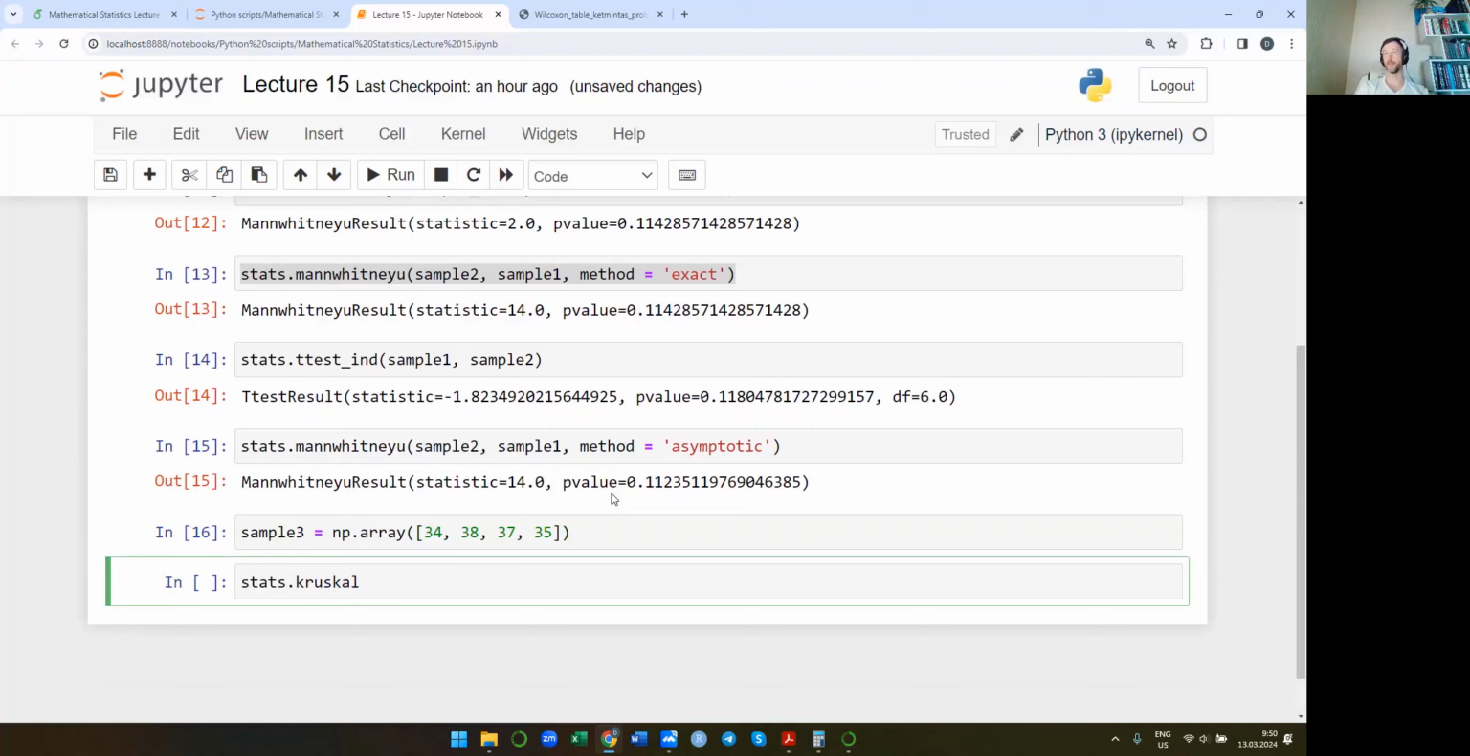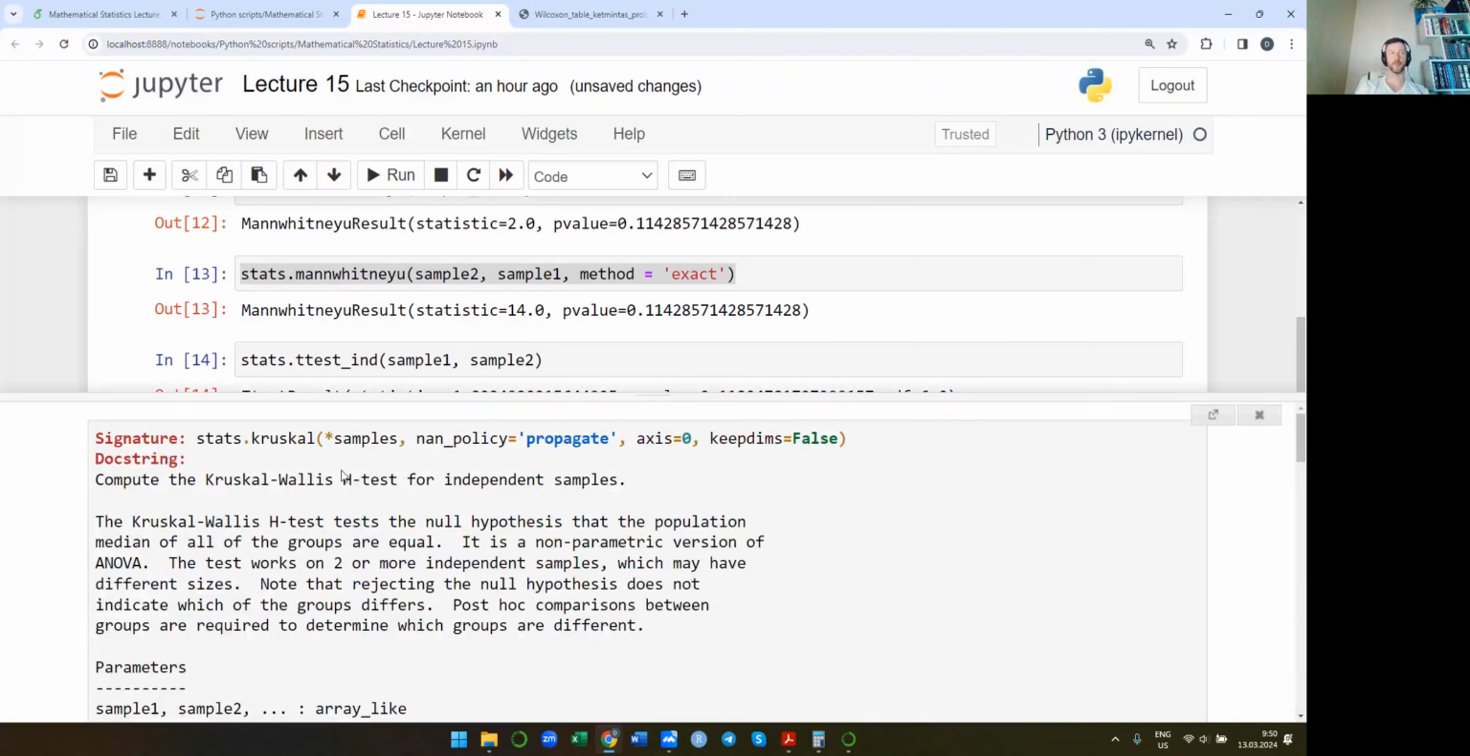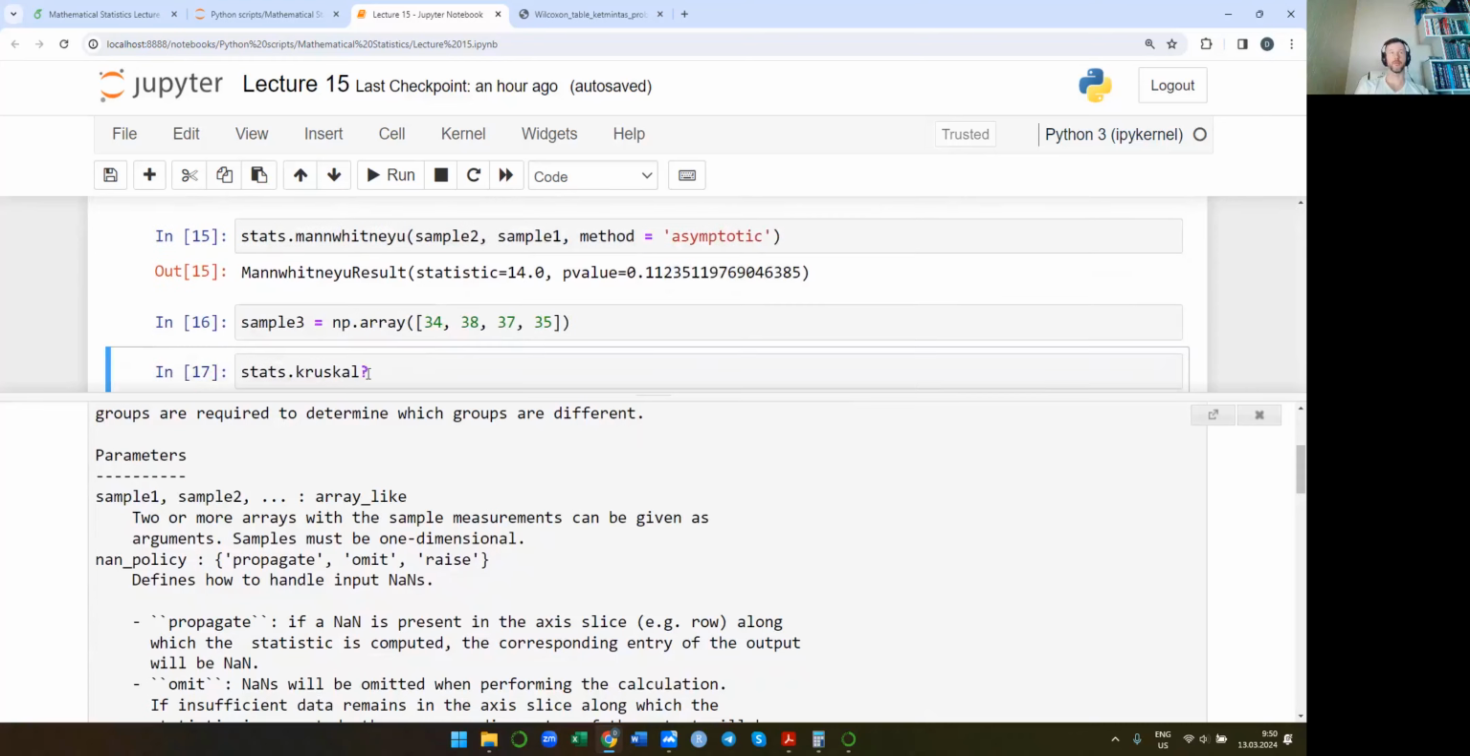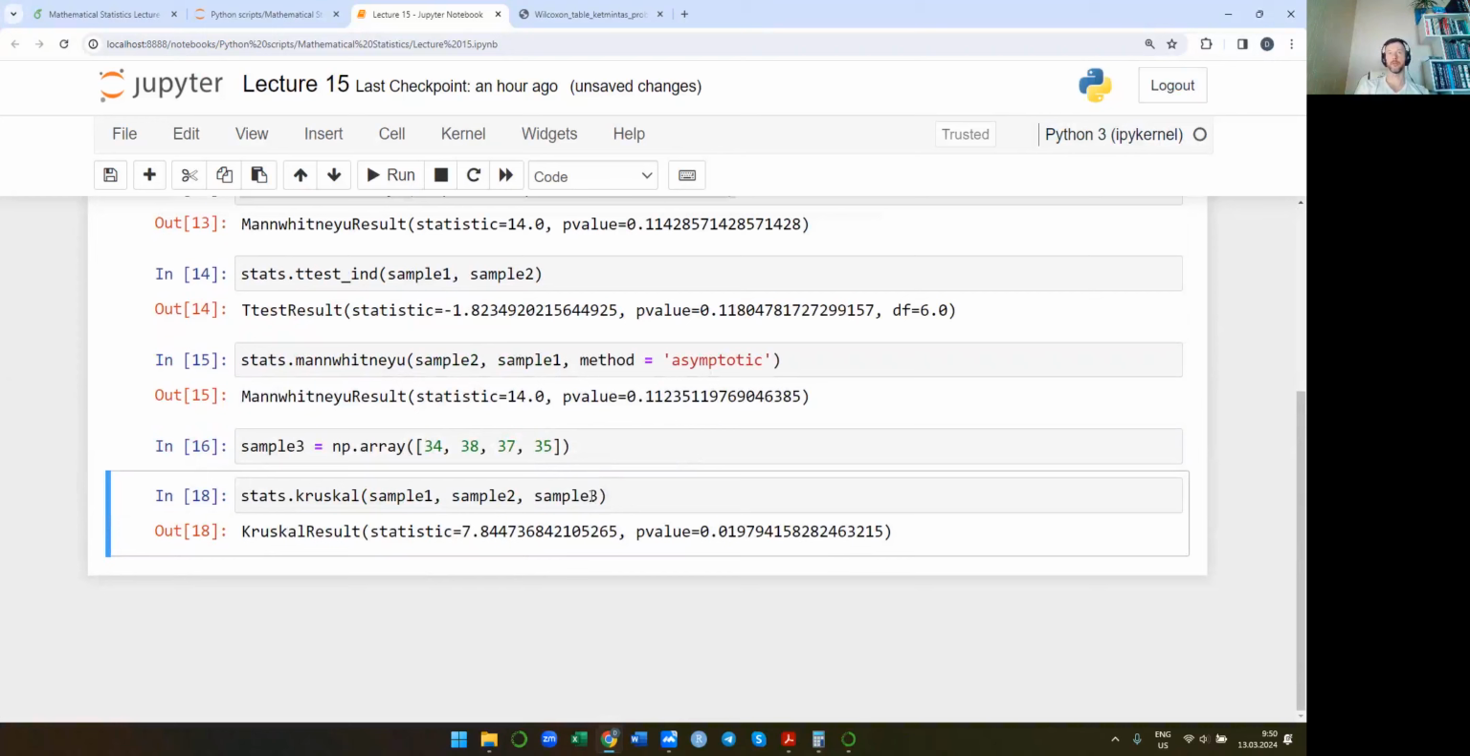And then in stats, there is this kruskal function, which is the Kruskal-Wallis H-test for independent samples. We have to provide the samples as arguments, and basically that's all. So we do the following: sample 1, sample 2, sample 3. When I run this, you see that it compares in the same fashion the distributions of the 3 groups.